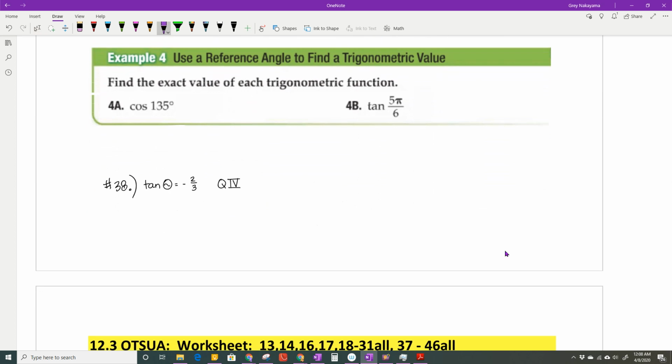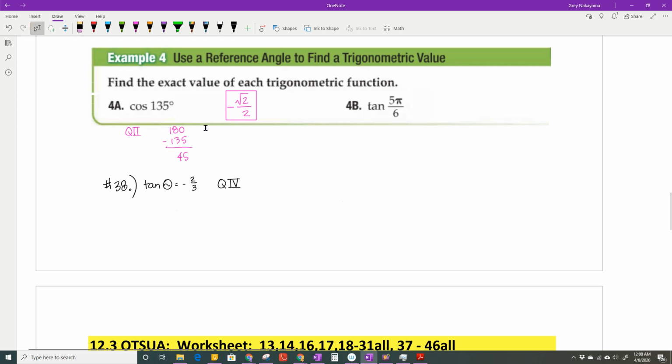If they were asking us to use a reference angle to find the value of the trigonometric function. So if I have the cosine of 135 degrees, then I know it's in the second quadrant. If it's in the second quadrant, then I'm going to subtract it from 180. So 180 minus 135 is 45. And what is the cosine of 45? It is the square root of 2 over 2. However, I'm in the second quadrant, so that's why it's negative.